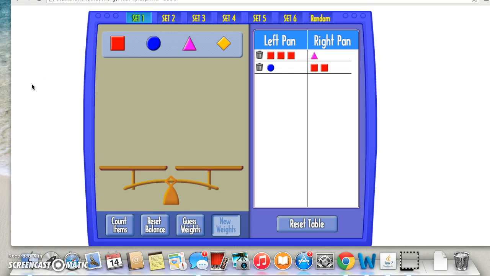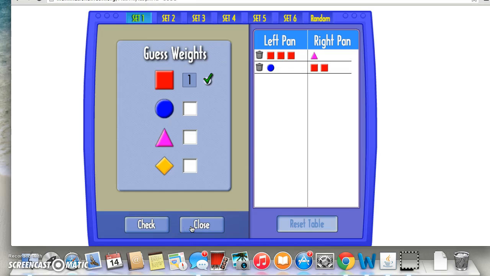So how you can use this in your classroom in order to support the development of the students' algebraic reasoning. First you can have them try and figure out what they think the weights of the shapes are, and once they have a good guess, they can go here to guess weights. And of course they'd have to do a little more than what I did, but they see that 1 square equals 1, so then we know the blue equals 2, and so forth. And I think this is 3, this is 1. Okay, so once they have guessed the weights, then this can turn into some algebra problems.